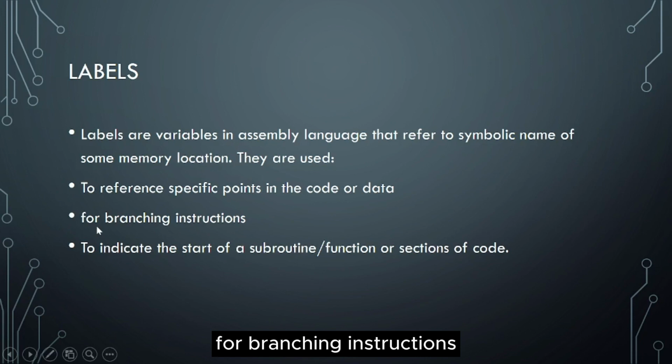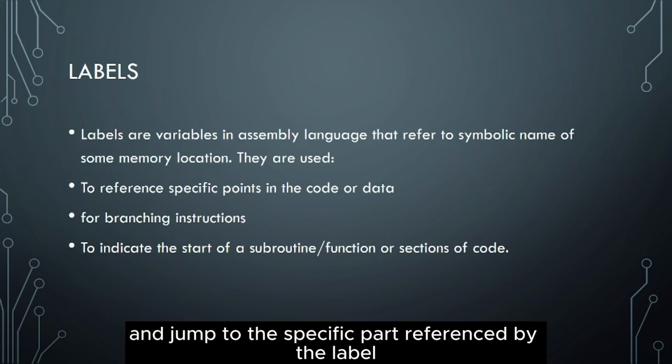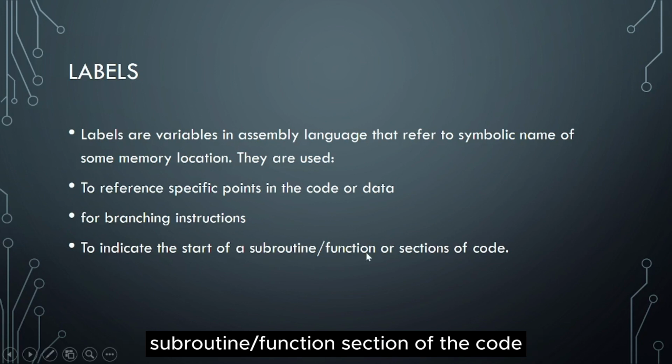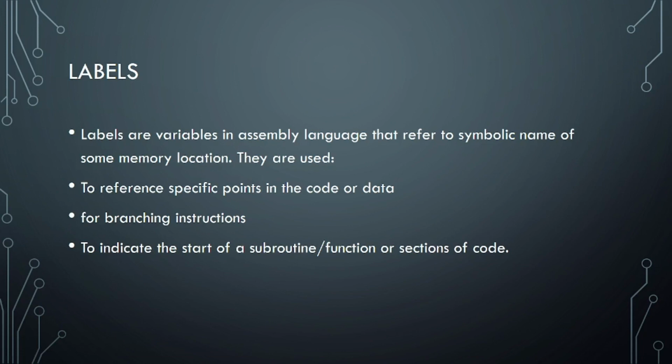For branching instructions, which are the instructions that alter the flow of execution of a program based on a certain condition, we jump to the specific part referenced by the label. The third purpose is to indicate the start of a subroutine, function, or section of the code. It is just like calling a specific student in class.